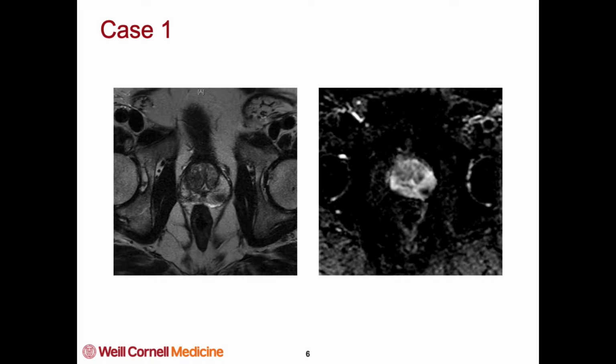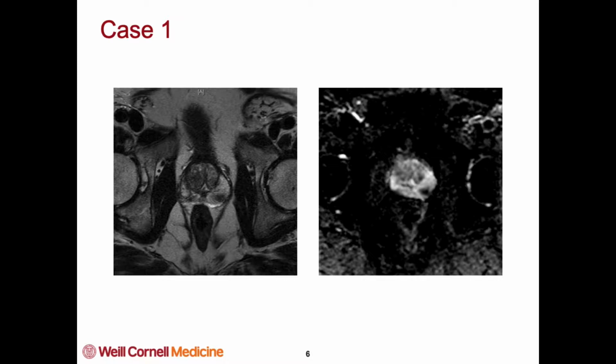With regards to the first case, this was a 72-year-old gentleman who presented to me with a rising PSA. His PSA had been around 2 to 3 for several years, and over the past year it jumped up to about 8. He had never had a prior biopsy and presented with a T2 hypointense left peripheral lesion with restricted diffusion, which correlated with a PIRADS 4 lesion.